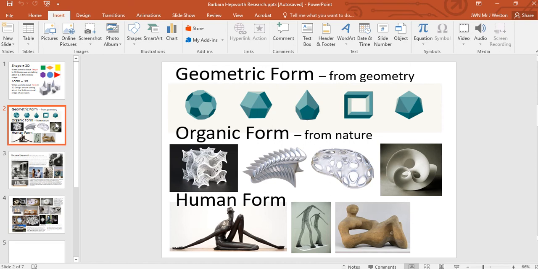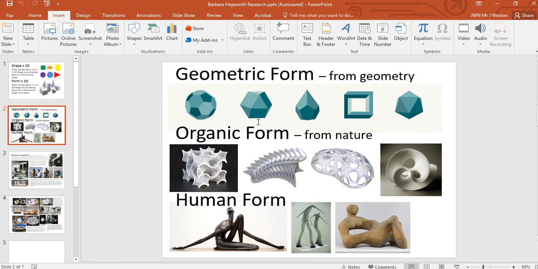There are many types of form, but we're just going to very quickly touch upon three. First one is geometric form, which comes from geometry. And as you can see, the shapes in the examples here all have faces which are geometric shapes. So we've got a hexagon, a triangle, a square, a pentagon, a triangle. But obviously, those shapes are repeated to form a three-dimensional form, in this case, geometric.